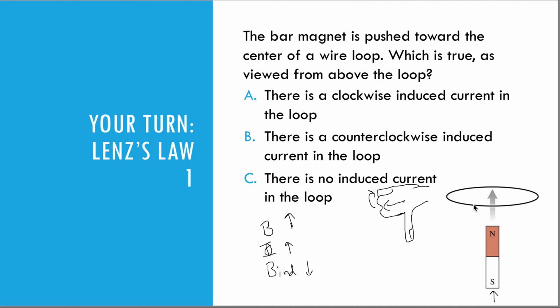So the current is going this way, in the front to the left, the back to the right. So hopefully you can curl your fingers that way. That's what makes your thumb point down. So that means that if you look at it from above, the current is going this way. As viewed from above, that's going to be clockwise. Let's look at the next question.